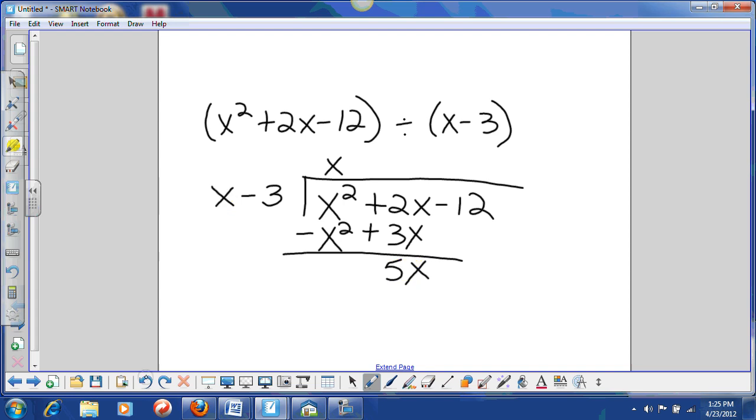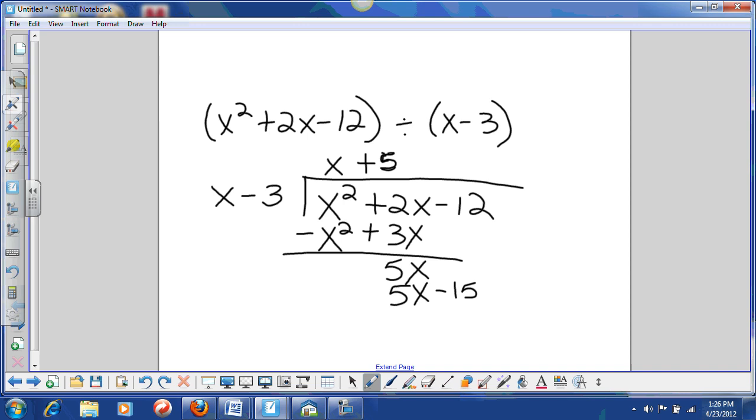What do I have to multiply x by to get 5x? Well, that would be a positive 5x. Excuse me, not 5x, 5. So we have our positive 5. So 5 times x is 5x. 5 times negative 3 is negative 15, isn't it?